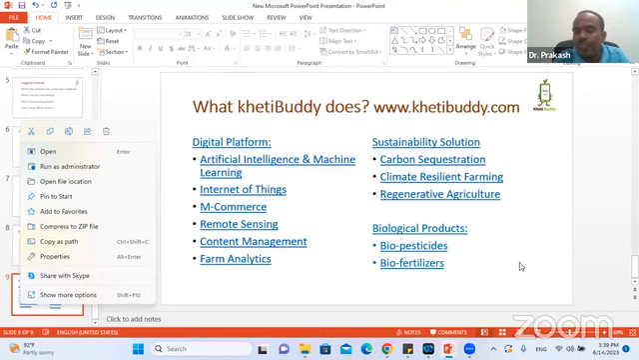We have biological products. There are some biopesticides and some biofertilizers. I am a technical person, an agronomist, and we can guide the farmer digitally. It's our motto, and we are working on such technology.